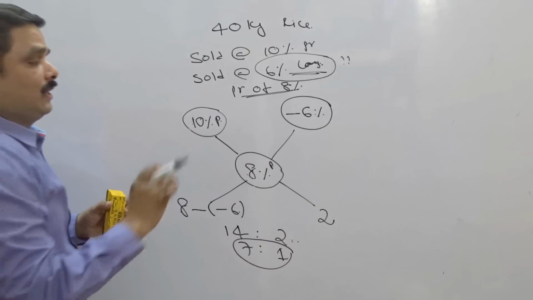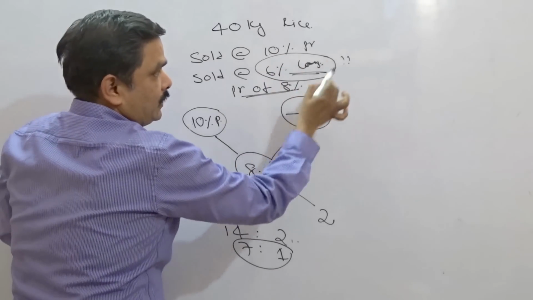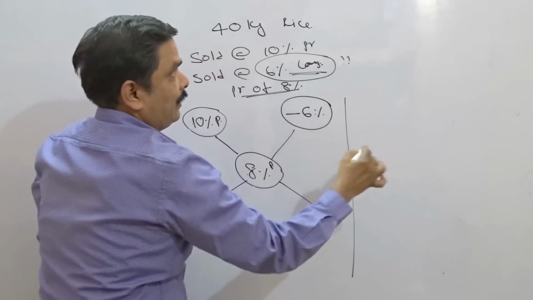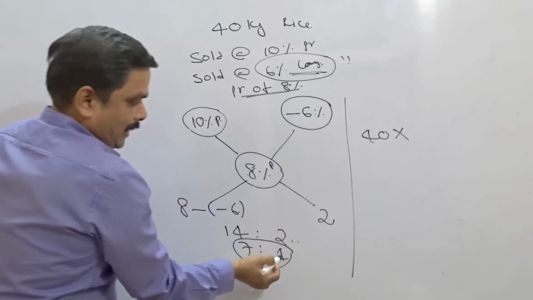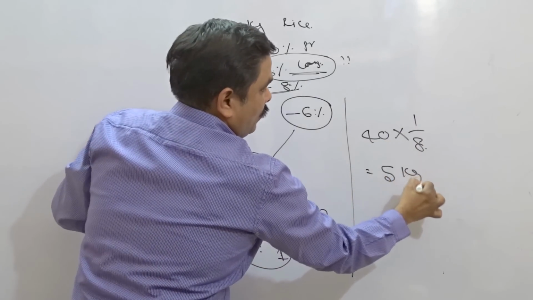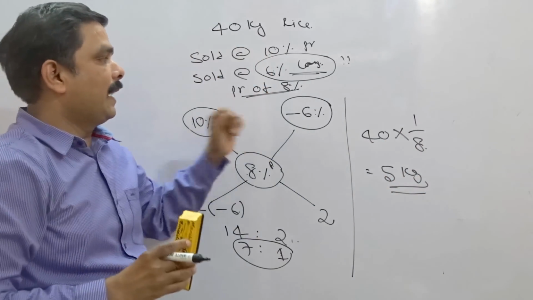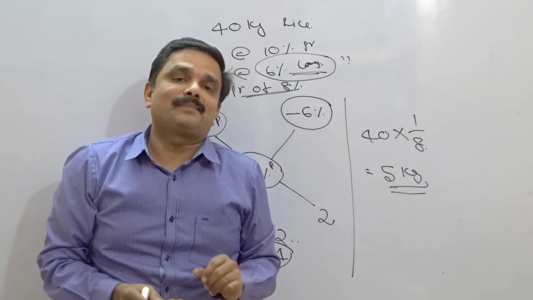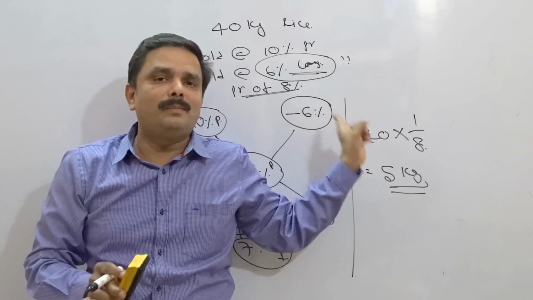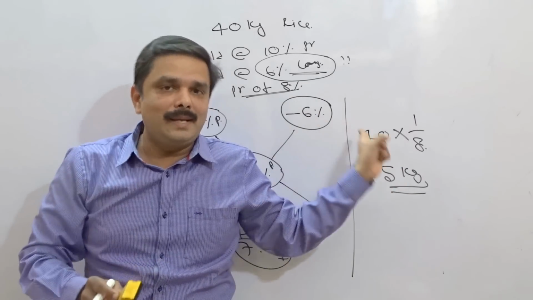But what is my question? What is the quantity of the rice sold at a 6% loss? You can use ratio and proportion here. So, directly I can say 40 into 1 by 8 here. My answer is going to be 5 kgs are being sold at a 6% loss. Got the idea, right? Beginners will learn many things from this one. You can apply these rules.